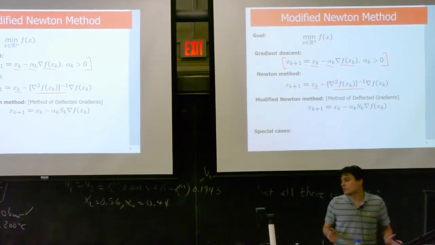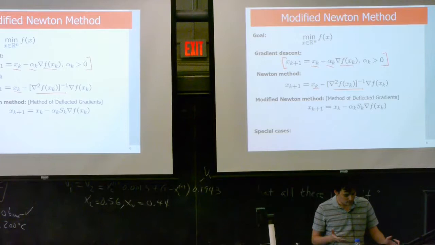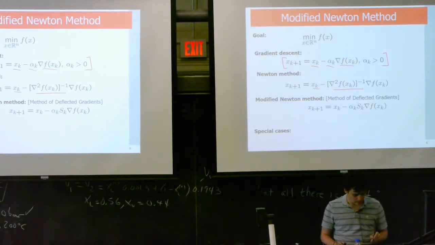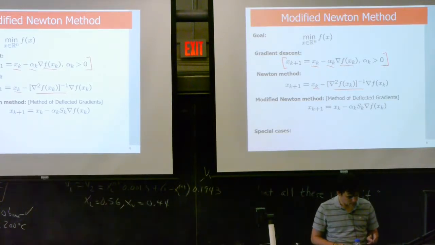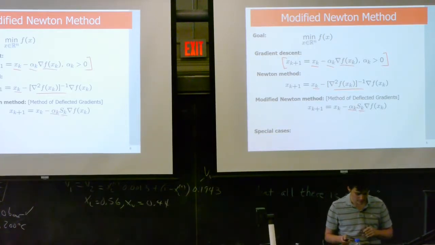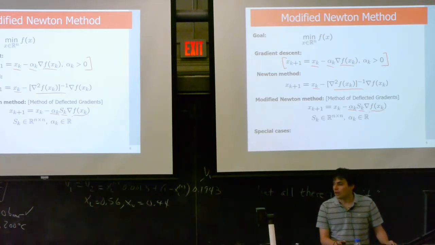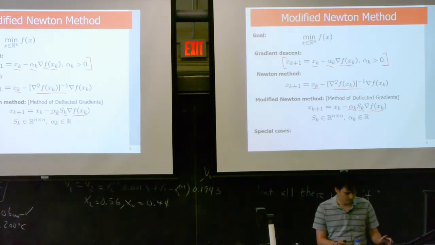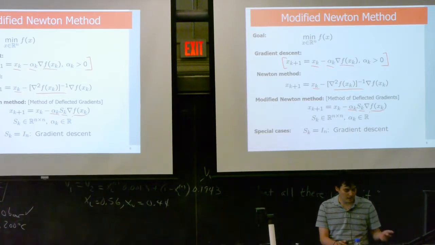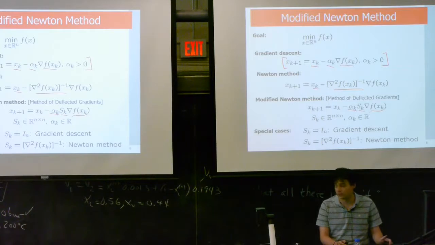And the modified Newton method is the combination of these two ideas. That is, x_{k+1} is x_k minus step size alpha_k multiplied by an S_k matrix and the gradient. And the question is, what should be those S_k matrices that make sense? It's a special case: if S_k is the identity matrix, then we get gradient descent. If S_k is the inverse of the Hessian, that's Newton's method.